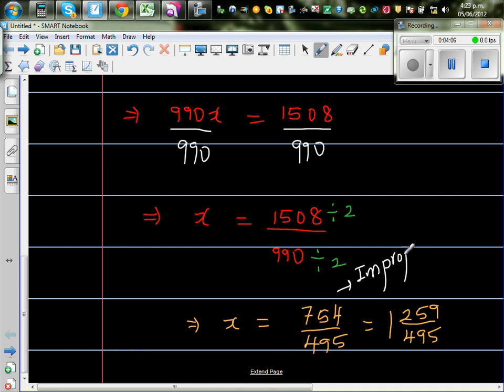Improper fraction, and this is called a mixed number. This is a mixed number. So I've changed this into a mixed number. So this is 1 whole 259 over 495.